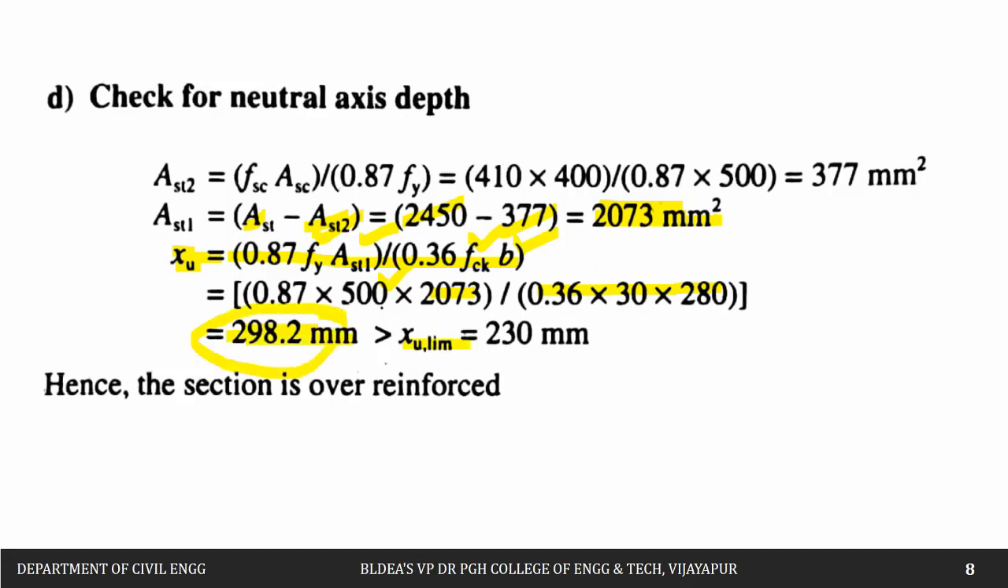But our XU max, that is XU-lim, is nothing but 230 mm. So our XU is exceeding XU-lim. Therefore, this section is an over-reinforced section. Why? Because XU is greater than XU max or XU-lim. So we cannot assume this value now. We will take the limiting value and do the further calculations.